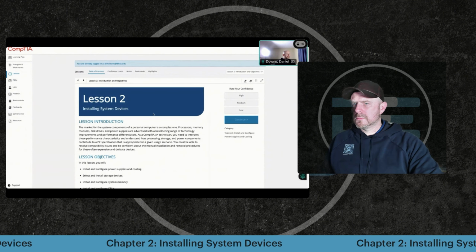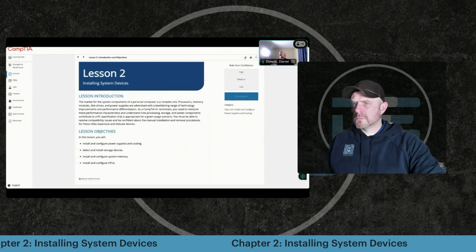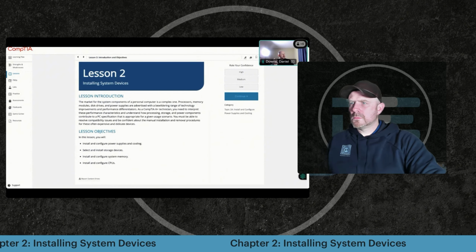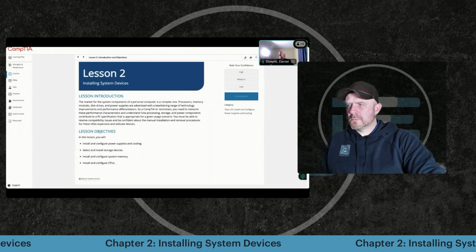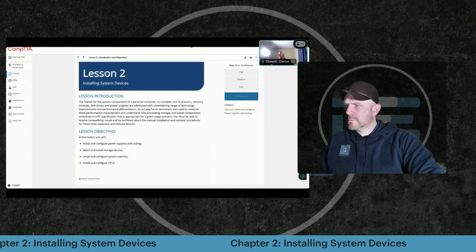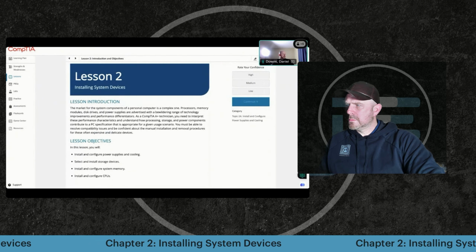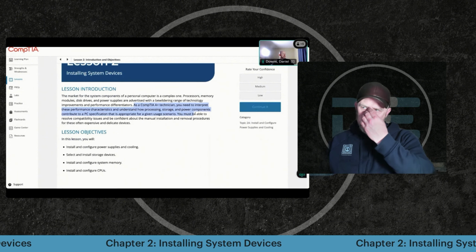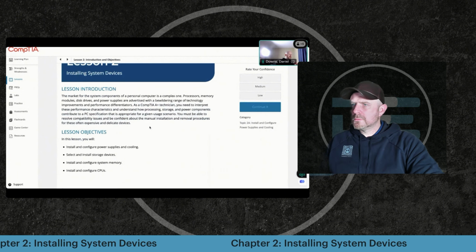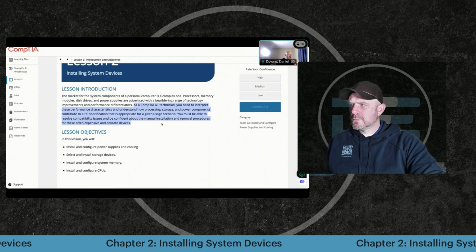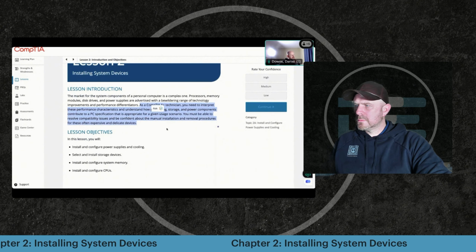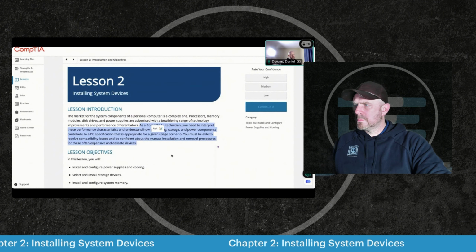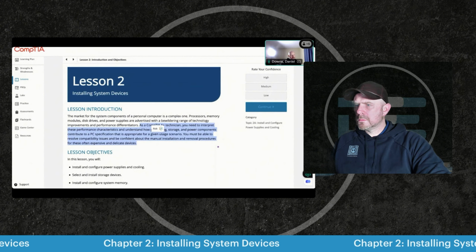Let's go ahead and dive in a little bit. In installing system devices, the market for system components of a personal computer is complex. Processors, memories, modems, disk drives, and power supplies are advertised as a bewildering range of technology. It often is. I'm just going to zoom in so you can see a little better. As a CompTIA technician, you need to interpret the performance characteristics of how processing, storage, and power components contribute to a PC specification.